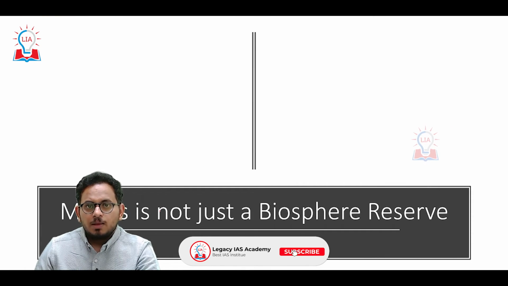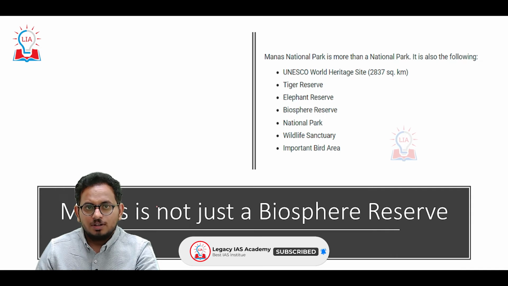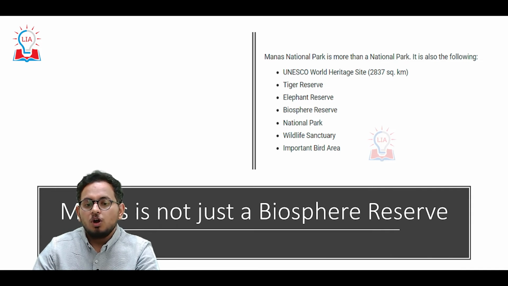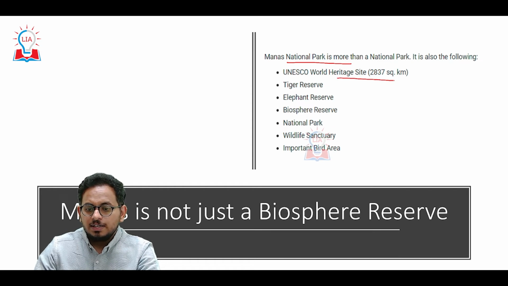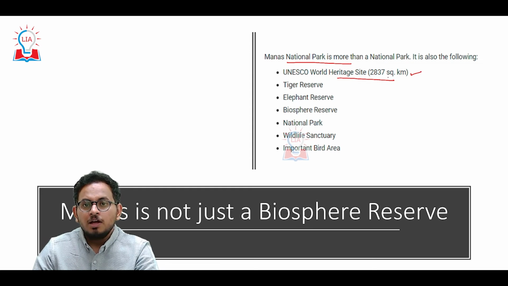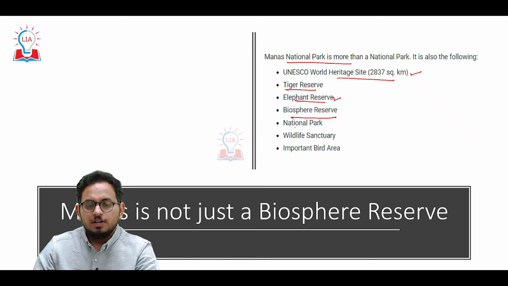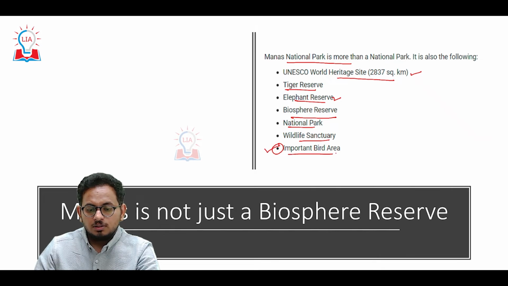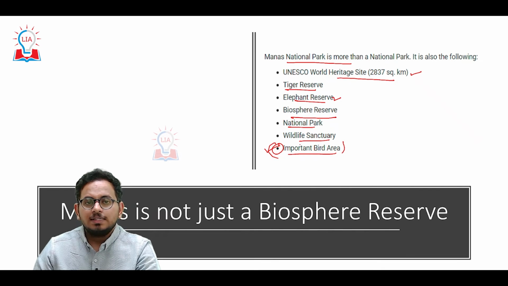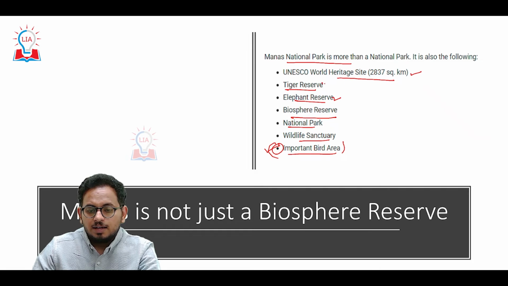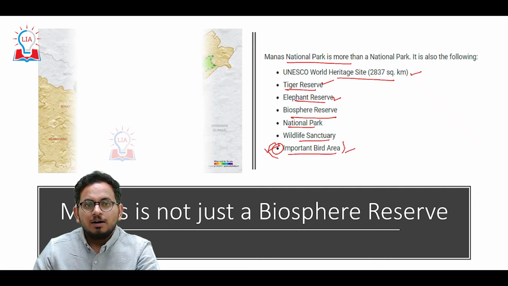And remember, Manas is not just a biosphere reserve or a national park. It is a whole lot apart from it. It is a United Nations World Heritage Site under the category of mixed sites. It's also a tiger reserve. It's also an elephant reserve. It's also a biosphere reserve. It's also a national park. It's a wildlife sanctuary, and it is an important bird area. Two things that are important that you have to know are tiger reserve and important bird area.